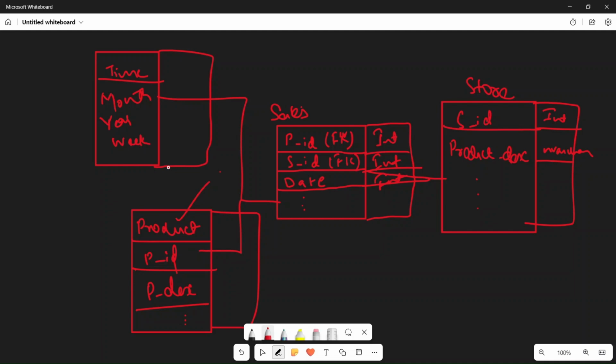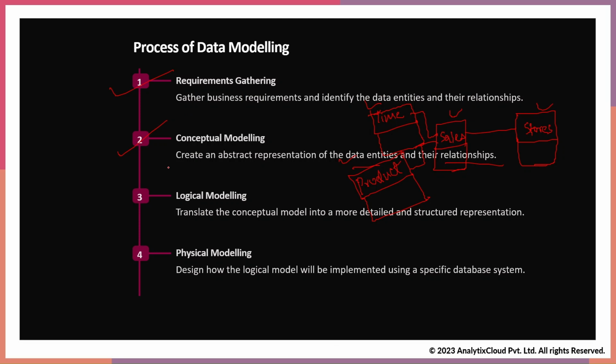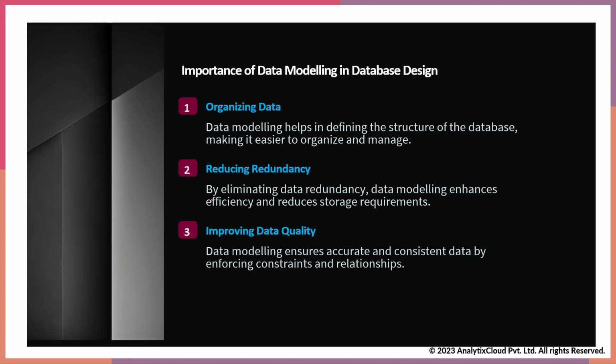Okay, so let me go back to the slide. So we are good with the requirement gathering. We understood the requirement. We started with some conceptual modeling, then we went to the logical modeling, and then we went to the physical modeling. Okay, so that's the process of data modeling. Now let's come to the next slide, which is the importance of data modeling in database design.